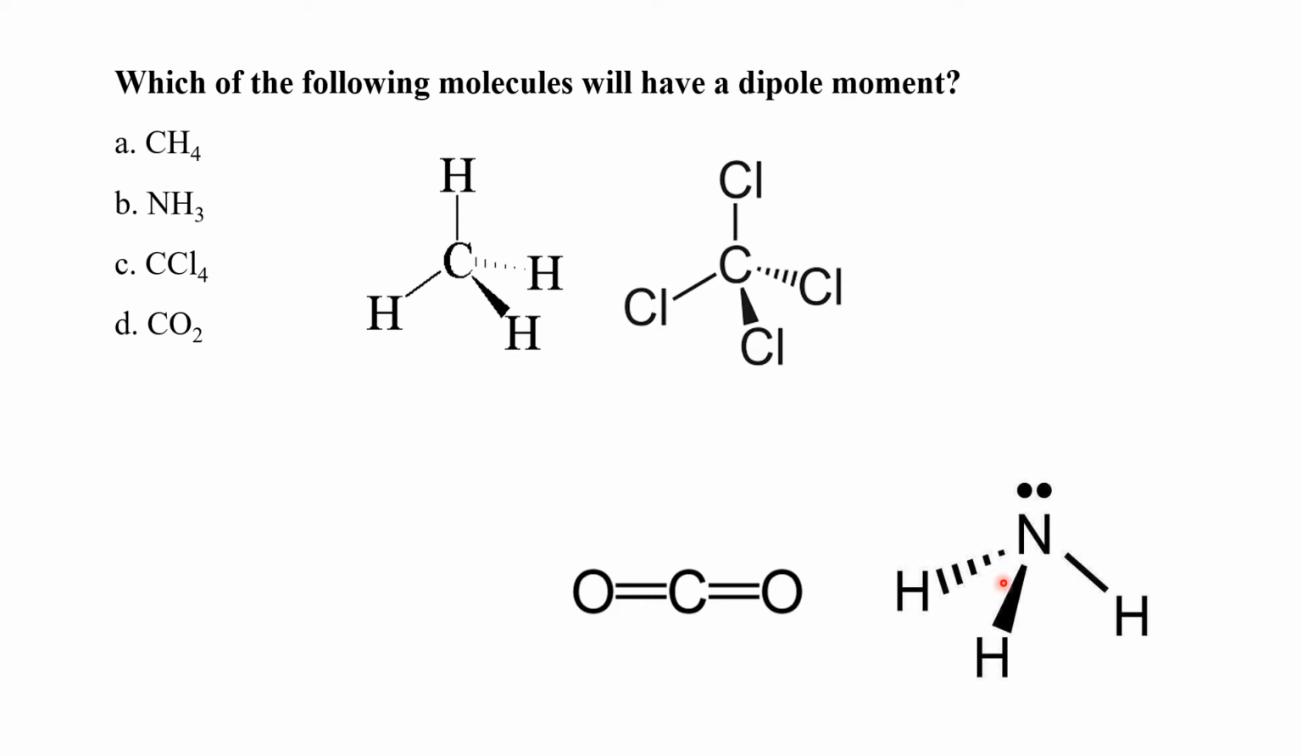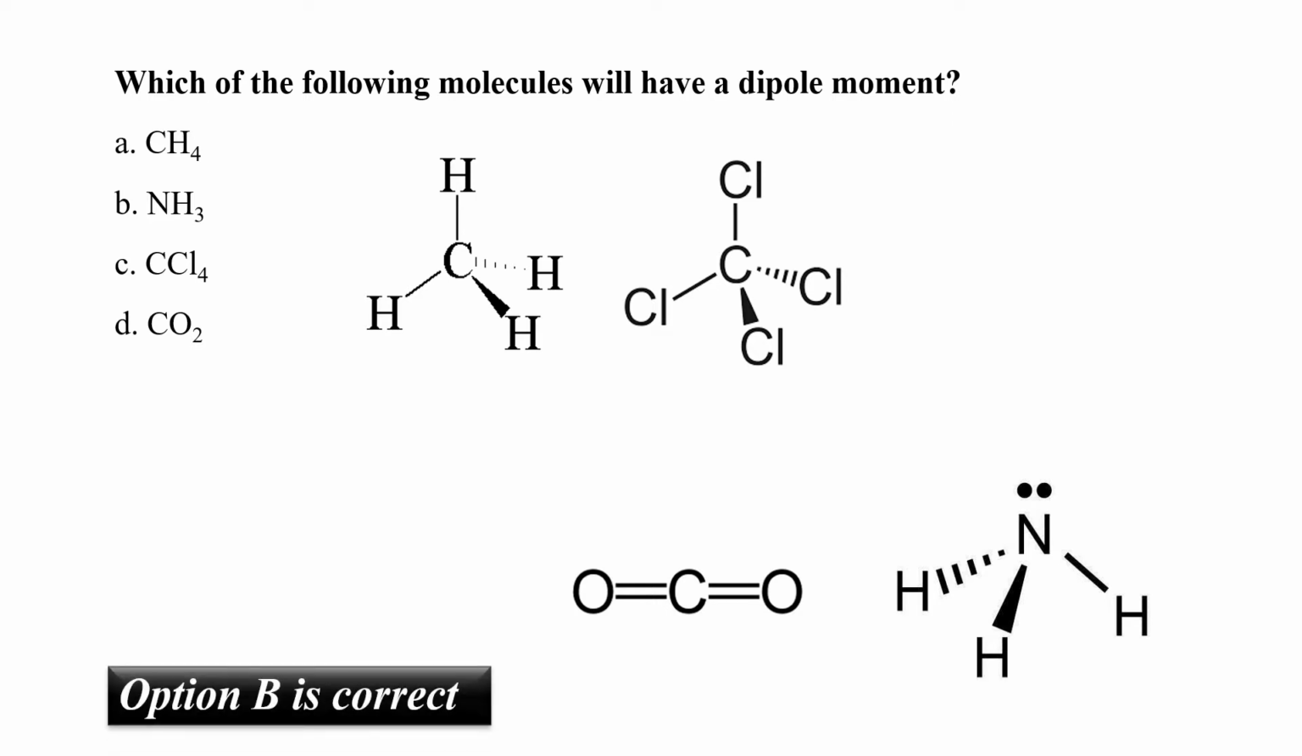NH3 on the other hand has a lone pair of electrons on the N atom which pulls the electron cloud away from the H atoms. So it has a net dipole moment. So the correct answer is option B, NH3.